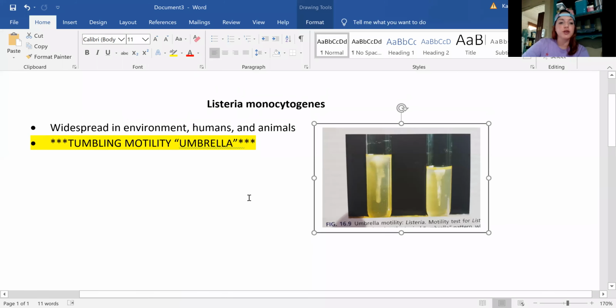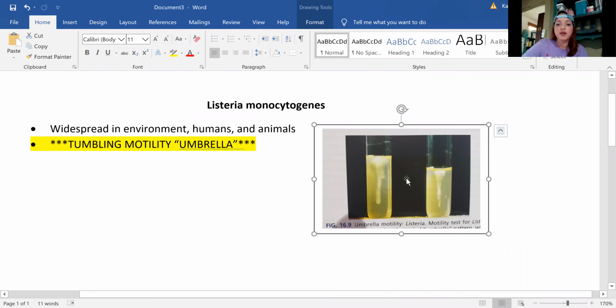Okay, so here's your tumbling motility, the umbrella motility. Which one is your positive? Are they both positive? Are they both negative? Is one positive and one negative? The left is positive, and the right is negative. It just has this line right here because that's where you inoculate it. You take the inoculum and stick it down in there, and that's why you get this little line. But this is the actual umbrella motility, and there are more perfect examples on the internet, but generally this is what it's going to look like.